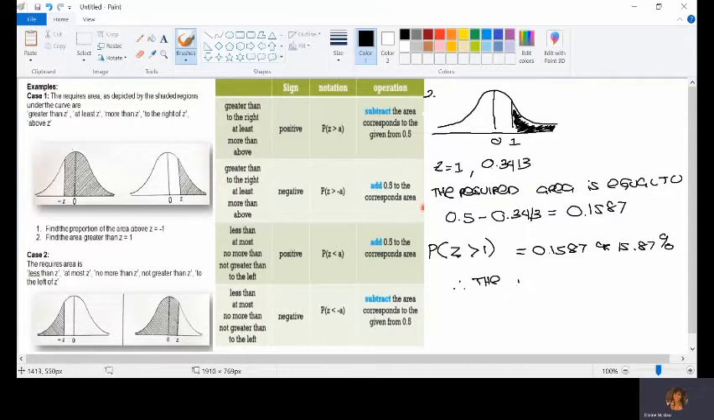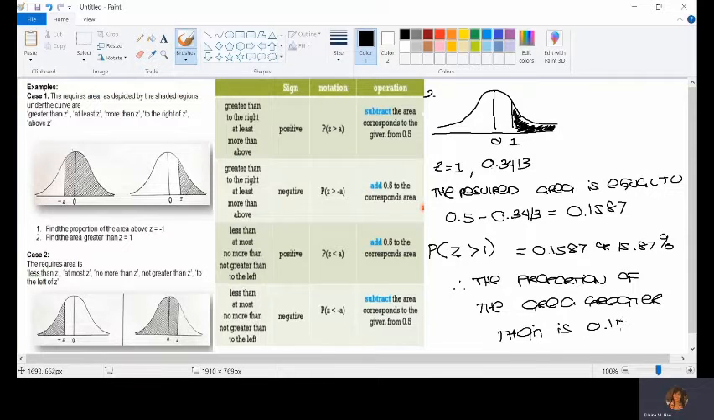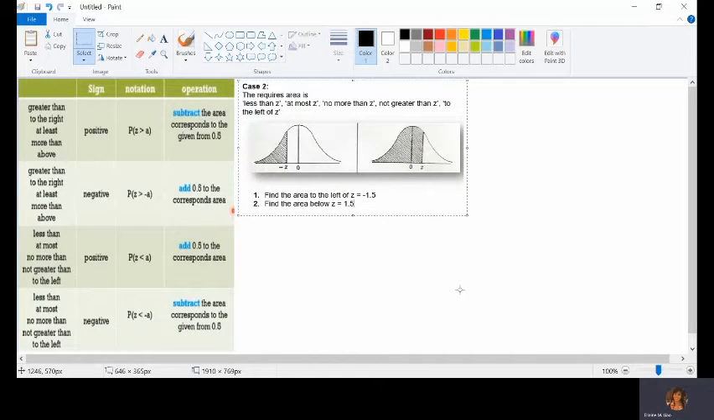Therefore, the proportion of the area greater than Z is 0.1587 or 15.87%. So this shaded region means this is 15.87%. For our case number 2, it says that the area required is less than Z, at most Z, no more than Z, not greater than Z, and to the left of Z.